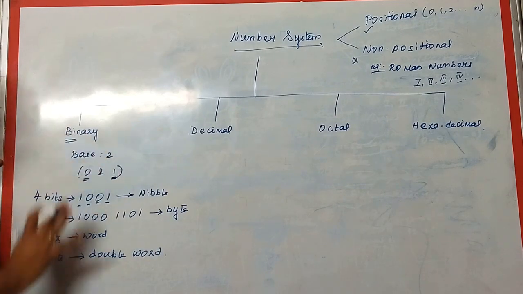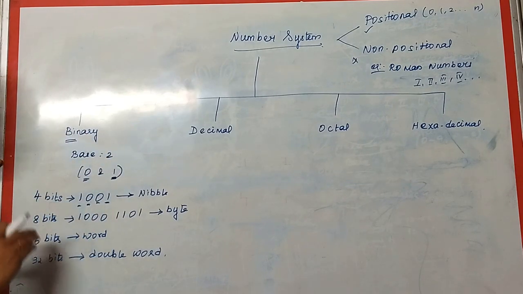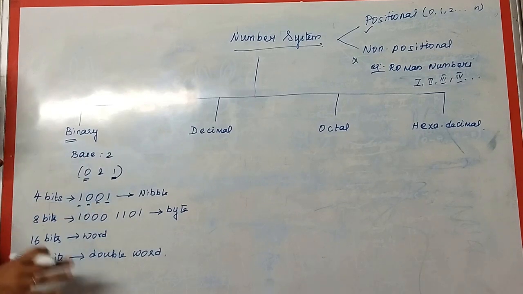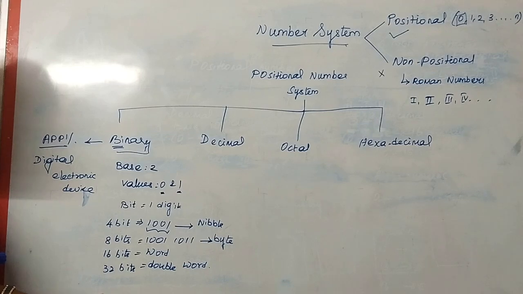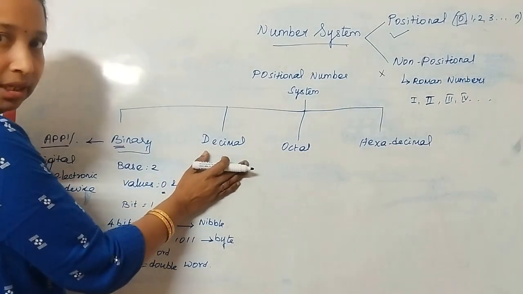Clear? This binary system is mainly used in almost all the digital electronic devices that we have in our day-to-day life. Understood where we will be applying this binary number system? I hope you are clear with the binary number system. Now let's move on with the decimal number system.